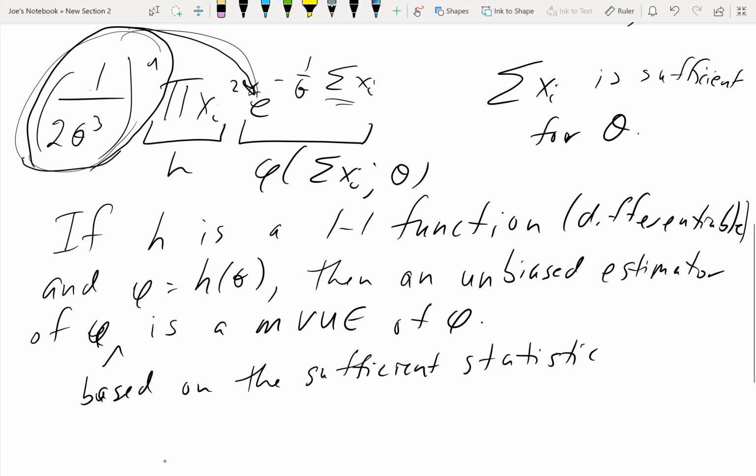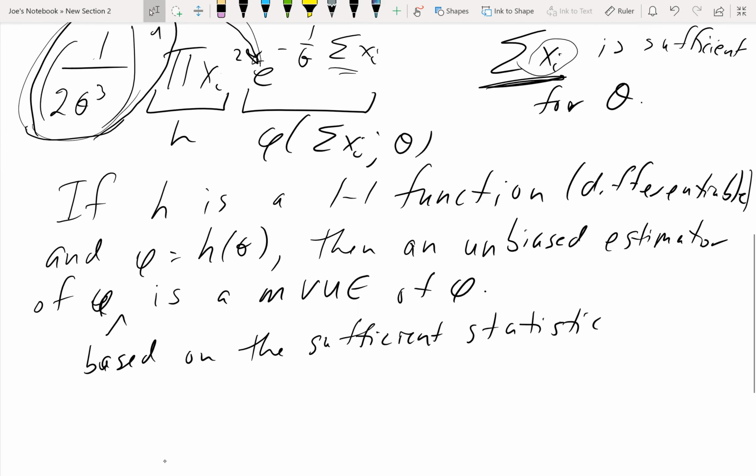Here, the reason why we want one-to-one, of course, is because I'm getting an unbiased estimator for this phi. I would do the inverse function of this h to get back to the theta, is the idea. Okay, so let's see how this works. This is our sufficient statistic. So let's first see how we can get an unbiased estimator for theta based on the sufficient statistic. Well, if I want to do that, I better figure out what the expected value of one of these things is.